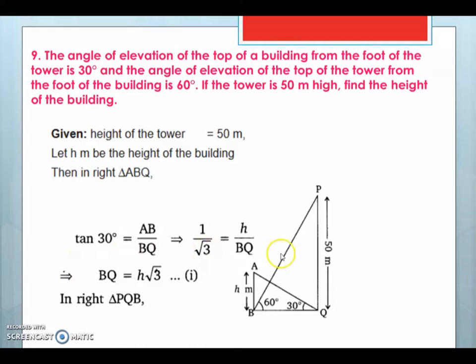So in triangle ABQ, if you apply trigonometric ratio, that is tan 30 is equal to AB by BQ, that is H by BQ. We don't know what is H. Tan 30 is 1 by root 3. So using that, we will get BQ is equal to H root 3. This one you can leave it as equation number 1.